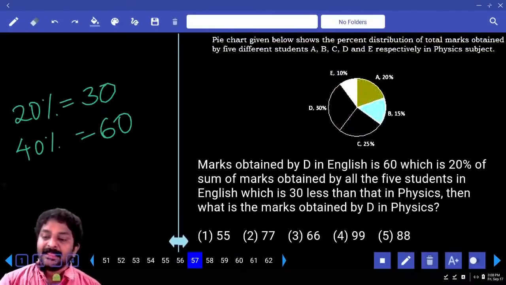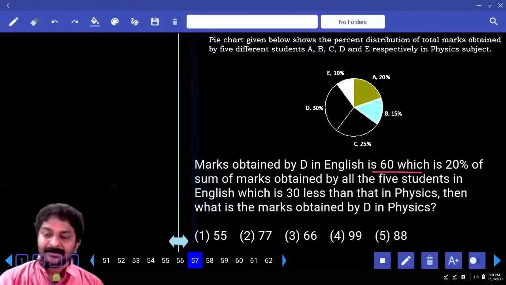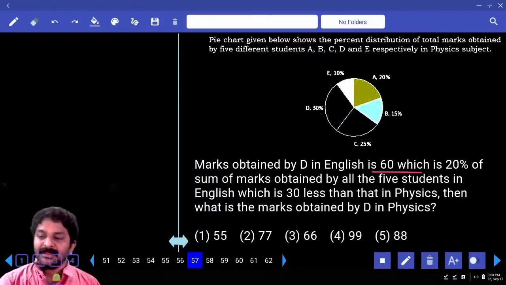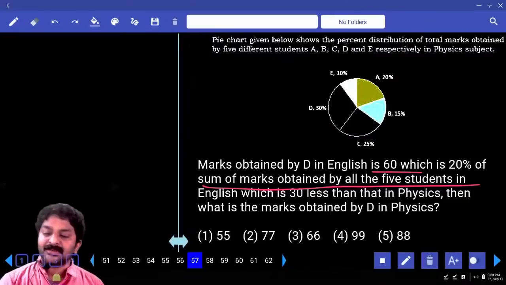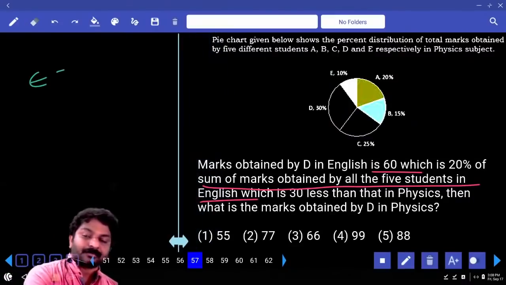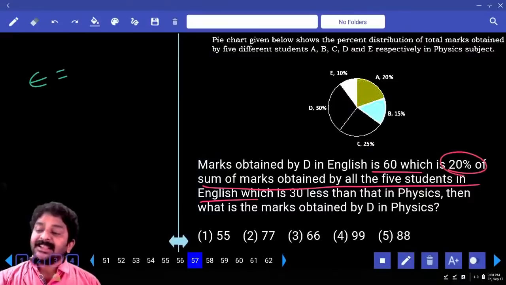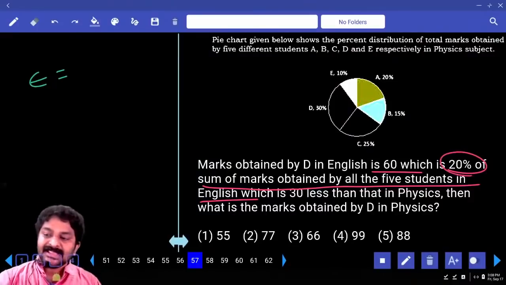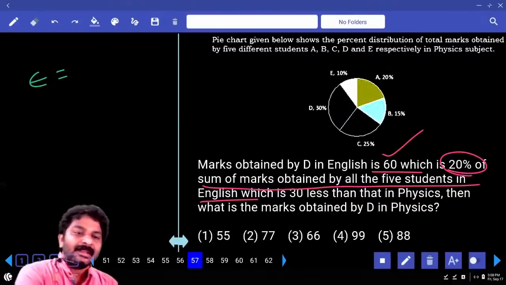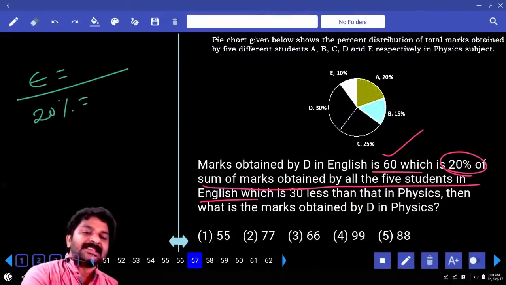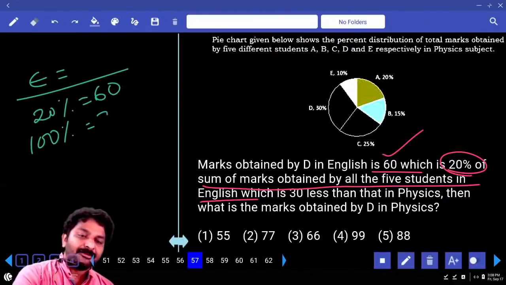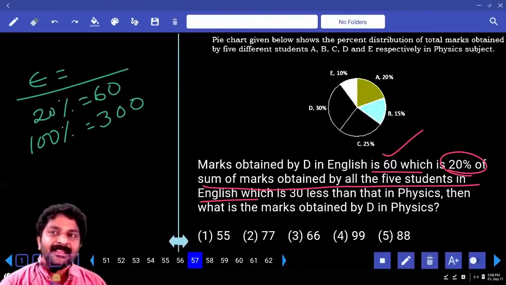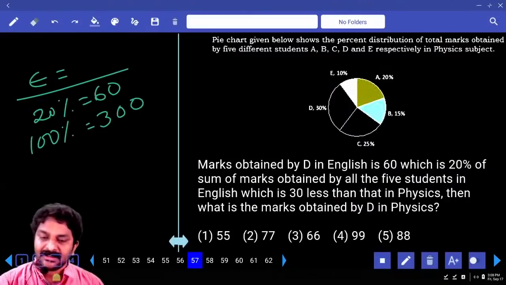Marks obtained by D in English is 60. This is for English, which is 20% of the sum of marks obtained by all the 5 students in English. So 20% of total marks in English is equal to 60. Correct? In English 20% is equal to 60. Then total marks obtained by all 5 students together in English is 100%, which is equal to 300. Is this clear? Right. Next.